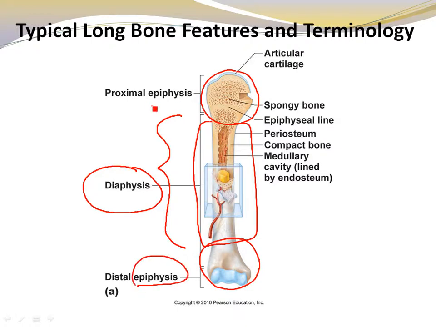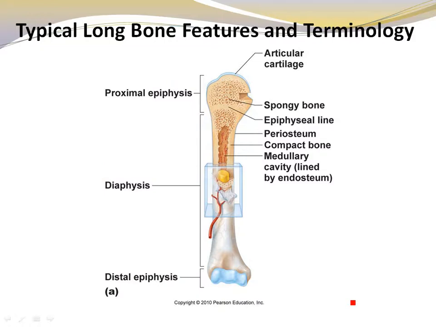Okay, and notice here on this diagram from your textbook, a bone will have a proximal epiphysis and a distal epiphysis. This is using proximal and distal like you learned about in lab in Unit 1, where proximal is closer to the trunk of the body. Distal is further away from the trunk. So you will see those terms used quite a bit. I'm going to erase all that stuff.